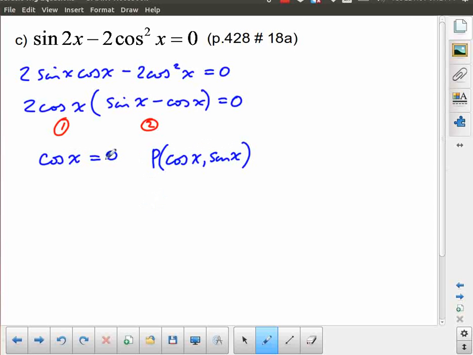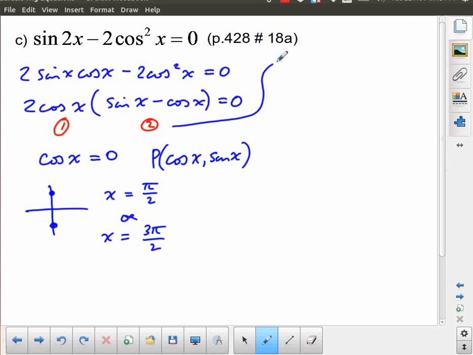I'm looking for an x-coordinate of 0. So where do I have an x-coordinate of 0? We've actually seen this answer before, which is we end up with x equals pi over 2, which is this one, or x equals 3 pi over 2. And so there are those two answers. Now this second one is actually quite interesting. I think I'll deal with that over here.